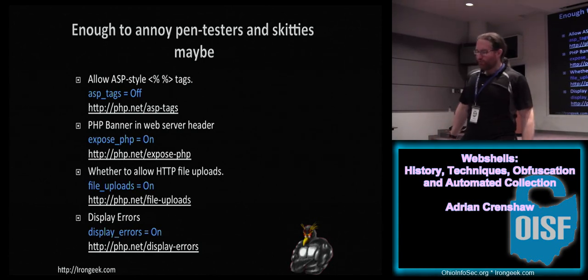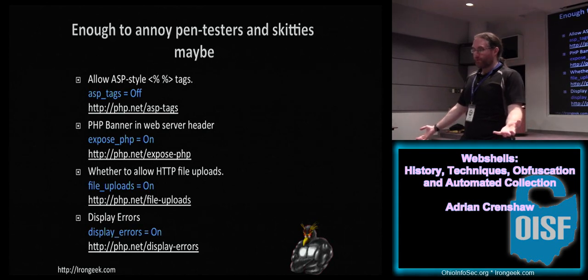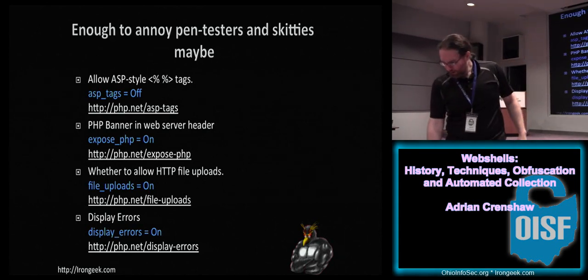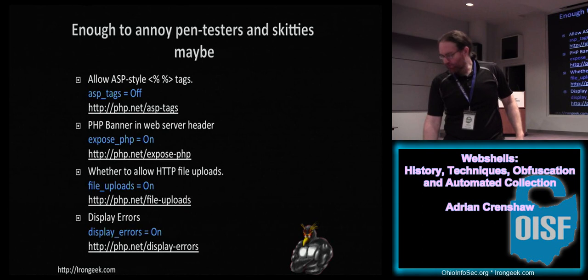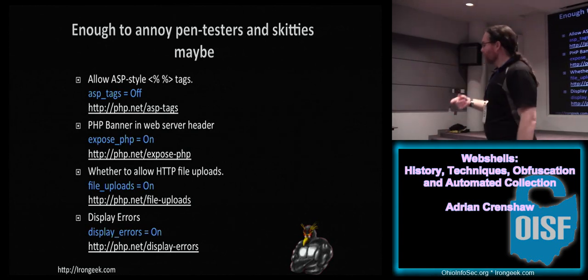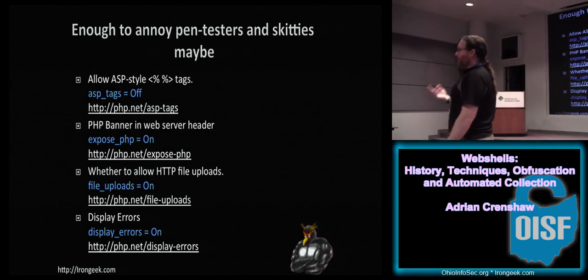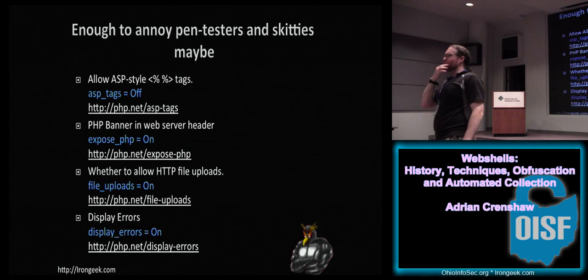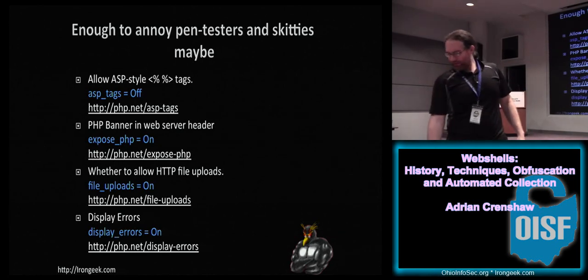Some people suggest turning off PHP banners, but that's security through obscurity. You can disallow HTTP file uploads, that might help. And also displaying errors, you can turn that off. If it's on, it allows someone to more easily probe an application, going, oh, that's what's wrong, that file doesn't exist there, or that database doesn't exist. The more information someone has about an application, the easier it is for them to exploit it.